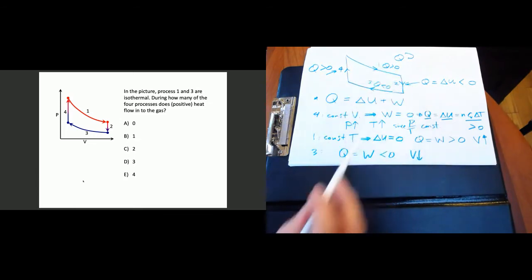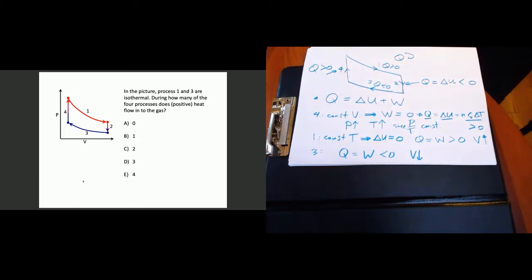And so in the end, we have 2 out of the 4 processes where heat is actually flowing into the gas, where Q is positive. And if we were calculating the efficiency of this cycle, we would then add the Q for number 4 to the Q for number 1, and we would just ignore the other Qs in our calculation of efficiency.